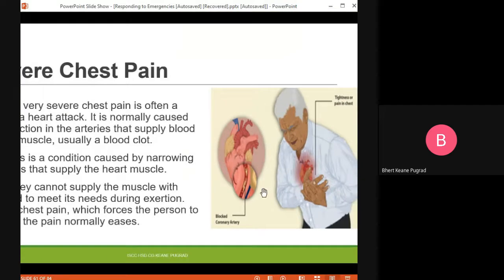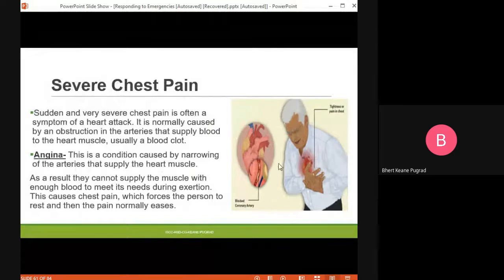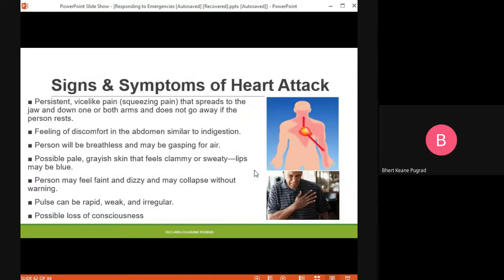The problem there is if there is a blockage, it affects the heart muscle, okay? And when there is no oxygen supply, the muscle cells now produce lactic acid. And that lactic acid is the cause of the chest pain, the chest tightness or the chest pain that the patient is experiencing. Okay?